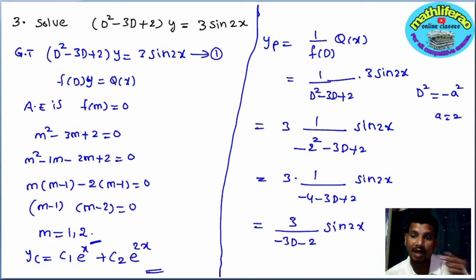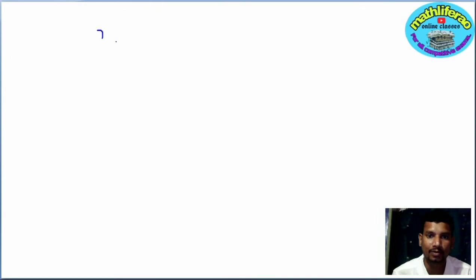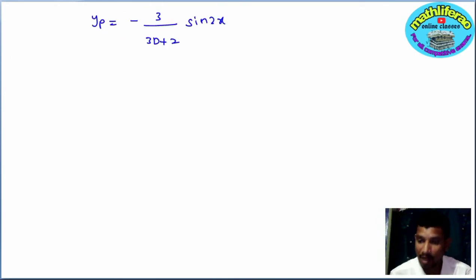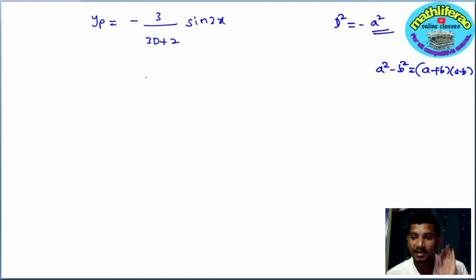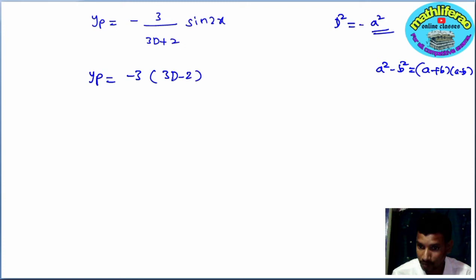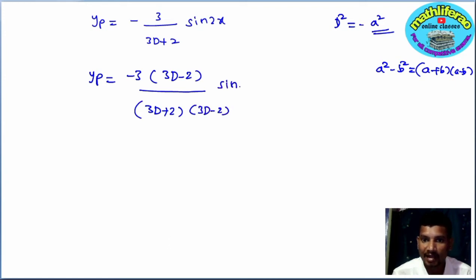So since d is present, we cannot apply the replacement directly. Taking the minus common, minus 3 by 3d plus 2 into sin 2x. So yp equals minus 3 by 3d plus 2 into sin 2x. The value d square equal to minus a square has to be replaced, but there is no d square in the denominator. So we use a square minus b square equals a plus b into a minus b. Here we have 3d plus 2, so we have to multiply and divide by 3d minus 2. That is the process. So here yp equals minus 3 of 3d minus 2, multiplying by 3d minus 2 and dividing by it, into sin 2x.